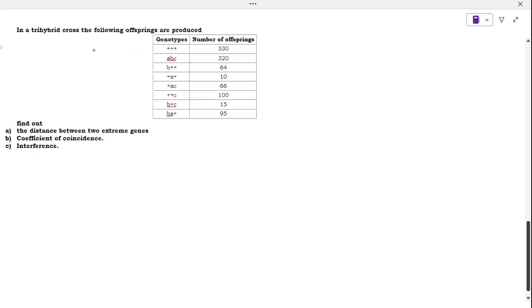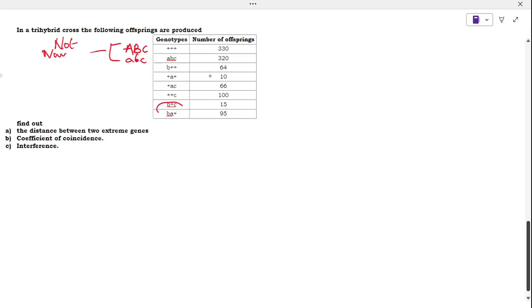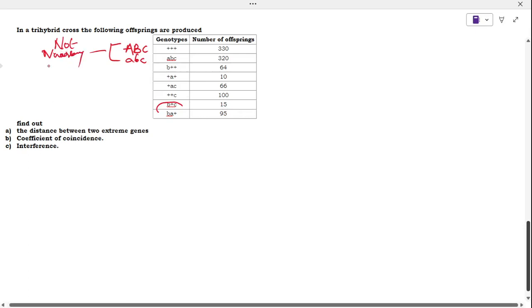Plus plus plus is given. Assume that plus plus plus will be capital A, capital B, capital C, and this is small a, small b, small c. Whatever the combination is there, remember, it is not necessary in the same order. Without comparing with double crossing over product, whichever double crossing smaller number is there, we need to find out first, right? After that only we can find out the pattern of arrangement of the parental combination, right? Not necessary in the same order.